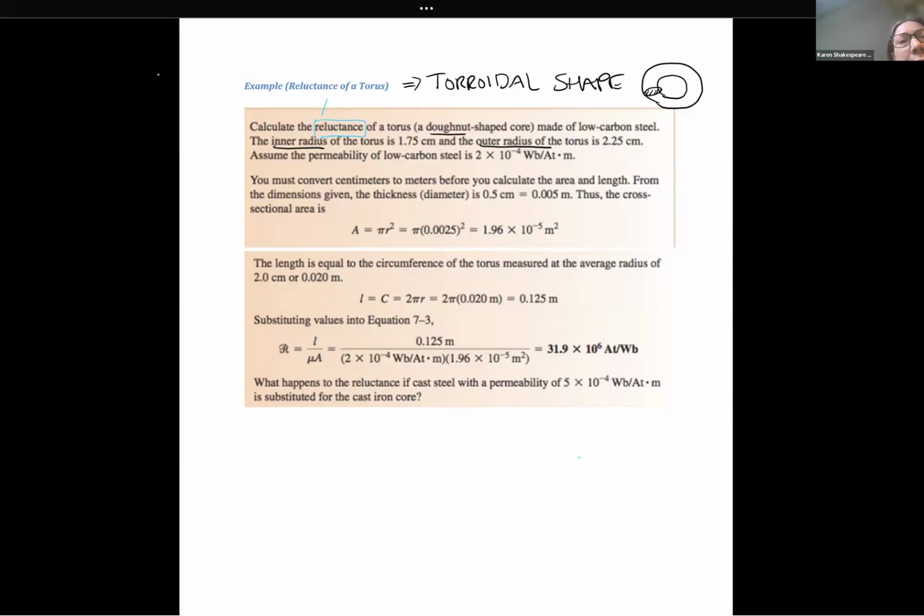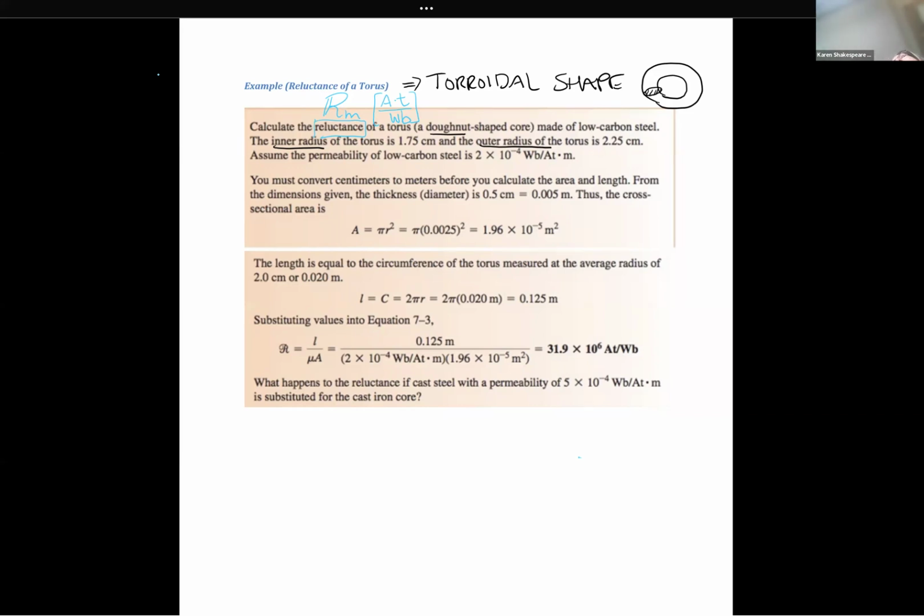reluctance. Reluctance, if I just remind myself, I draw it like this, Rm. The units of reluctance are amps times the unofficial unit of turns over the Webers, the number of magnetic flux lines in it, or of course that's a 1 over Henry. So I need to calculate the reluctance.